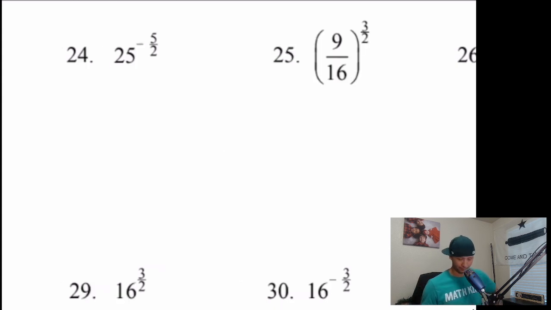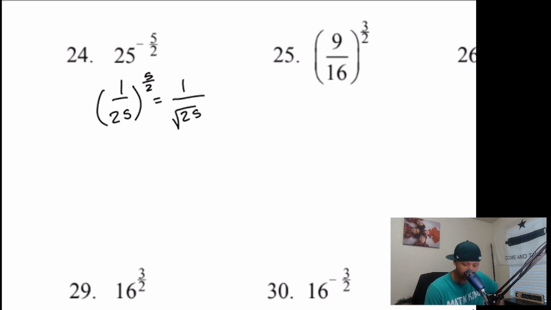All right, 24. 25 to the negative 5/2. Again, the negative exponent, we don't like that. That's going to force the 25 to go to the denominator, and it's going to be raised to the 5/2 power. The numerator is 1, which is nice, so that's just going to be 1. However, the denominator, square root, right, because it's a 2, to the 5th power. So the square root of 25 is 5, 5 to the 5th power.